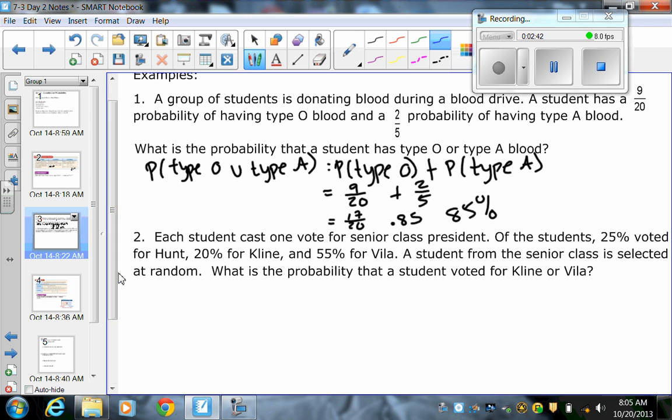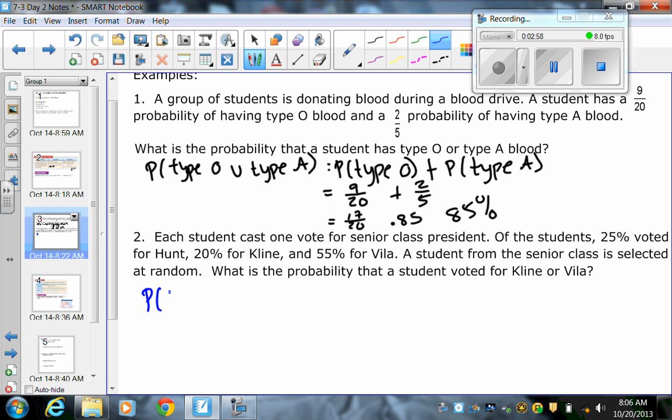Example 2, each student cast 1 vote for senior class president. Of the students, 25% voted for Hunt, 20% voted for Klein, and 55% voted for Villa. A student from the senior class is selected at random. What is the probability that a student voted for Klein or Villa?